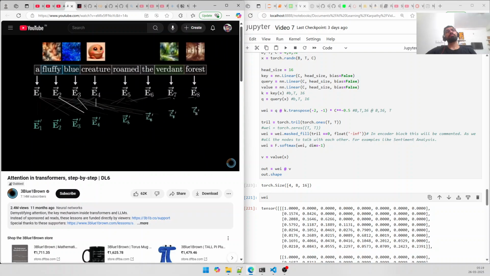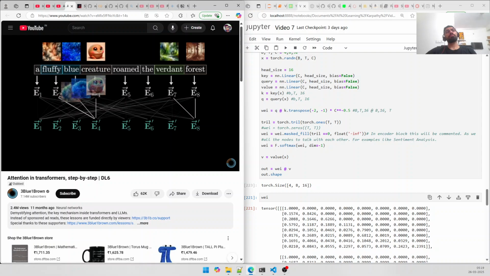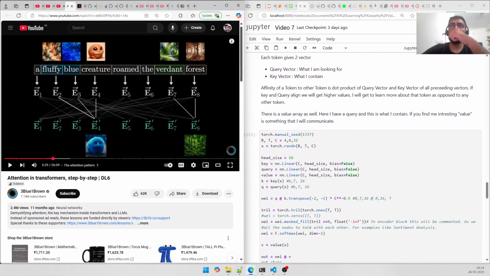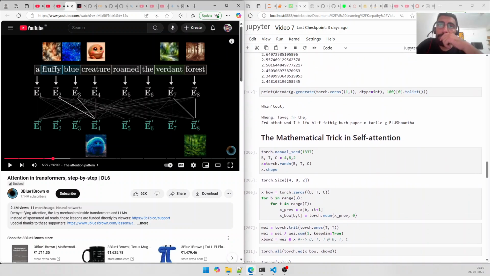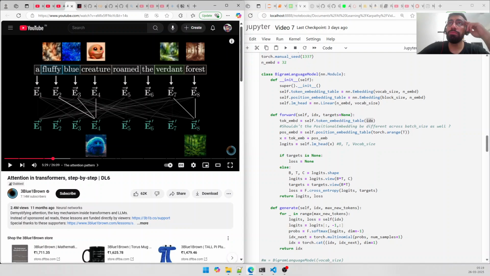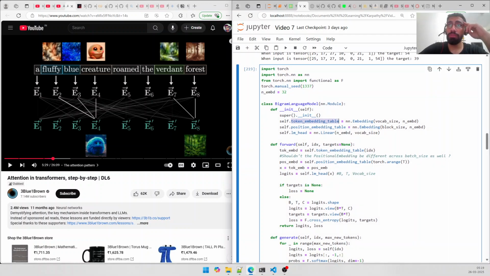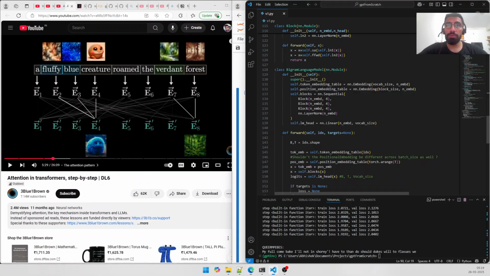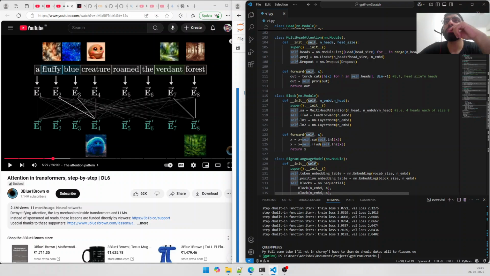The goal is to have a series of computations produce a new refined set of embeddings. Here, we are not just taking the embeddings, but we are also taking the positions, that's what he is saying here. And then we go about going through the self-attention: token and position embedding, and then the block.